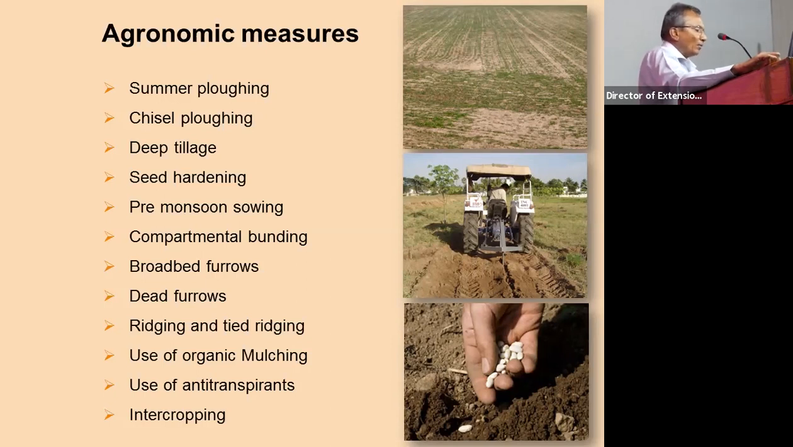So we have broadbed furrows, compartmental bunding, dead furrows, ridging and tied ridging, and use of organic mulch. If you have any organic substances, maybe farmyard manure or a green manure grown in situ, it can be used as a mulch. Use of anti-transpirants, chemicals, can also be used. And intercropping is most important for improving the soil health and as some insurance against drought or in the case of erratic rainfall.